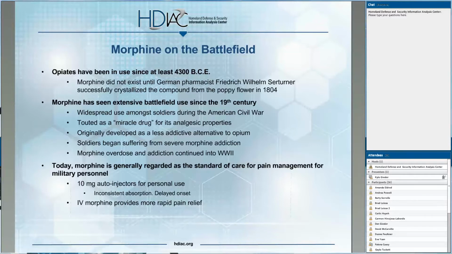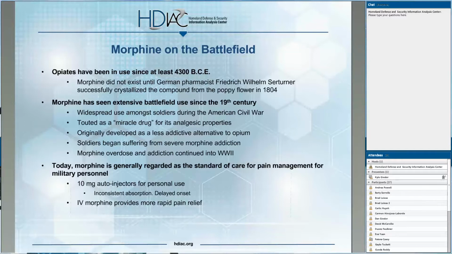And once morphine was crystallized and isolated, it was realized that we can supply this to warfighters on the battlefield. And so morphine was widely distributed amongst members of the Civil War. However, it was touted as a miracle drug. But soldiers quickly began to develop morphine addiction, opioid addiction, and dependence right then and there on the battlefield. And this continued into World War II, unfortunately. So the warning signs of morphine and opioids in general started to present themselves early throughout the course of military history. Nonetheless, today morphine is generally regarded as the staple and standard of care for pain management for military personnel.